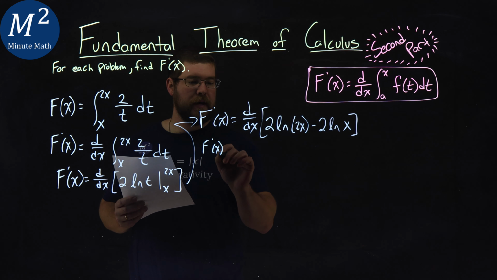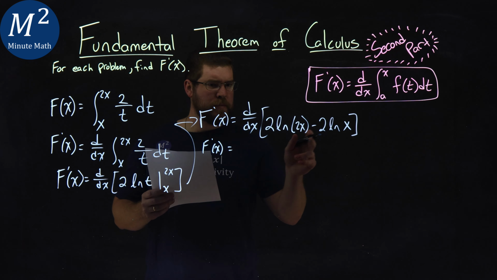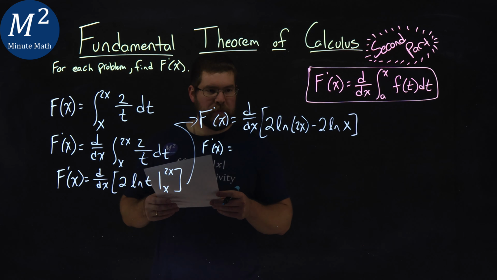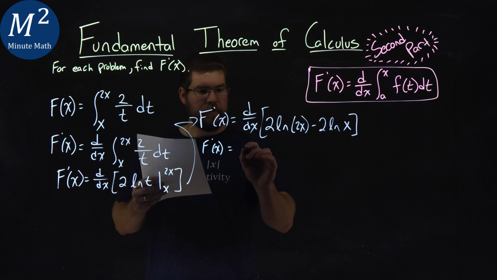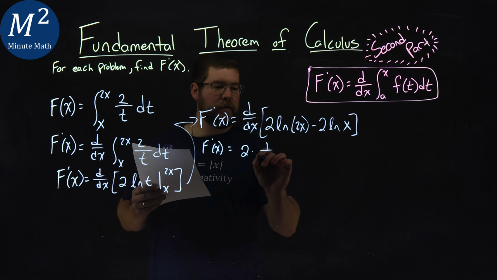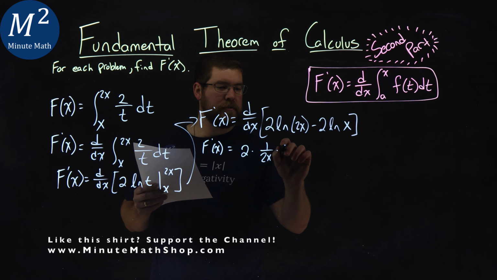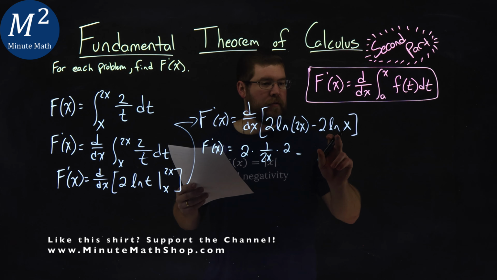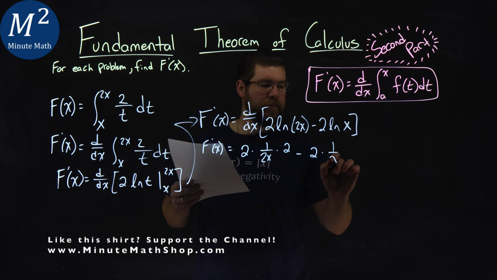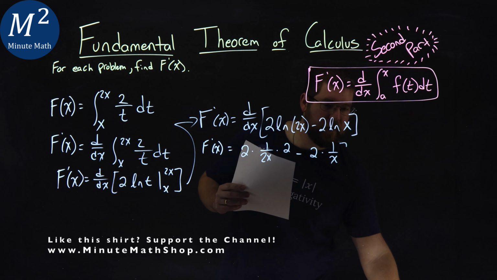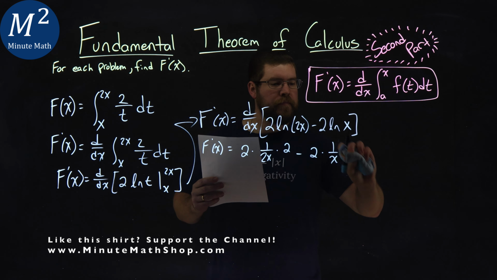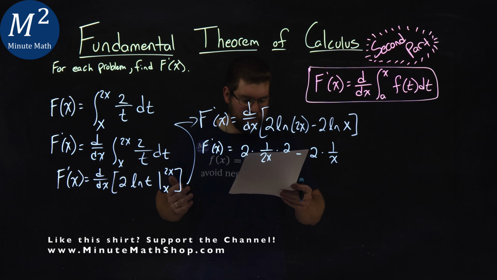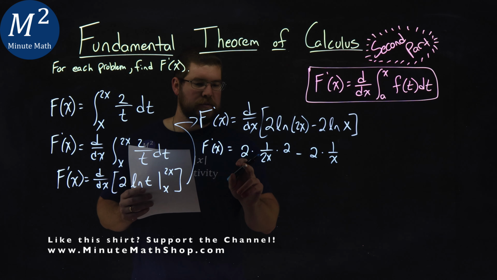F prime of x here. We can't really combine this, so taking the derivative of each part, what do we get? The derivative of the first part, we have 2 times 1 over 2x times the derivative of the inside, which is 2. Minus the derivative of the second part, which is just 2 times 1 over x. A little way to make this easier to simplify, I'm actually going to pull out a 2 so we can see it a little easier.